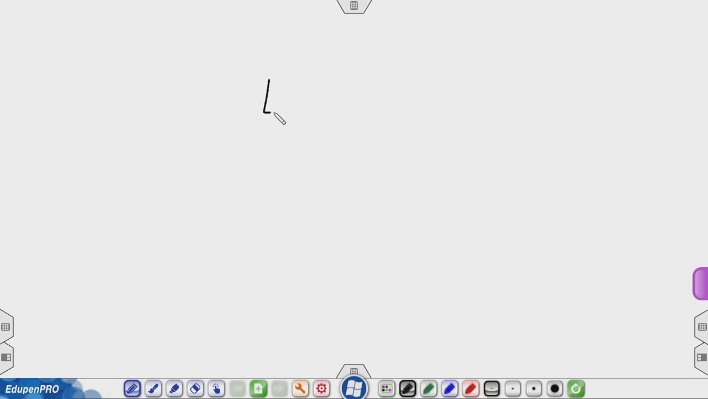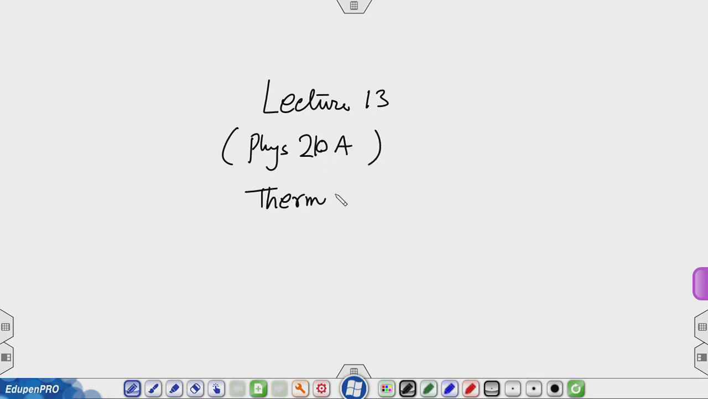This is lecture 13 of Physics 210A, thermal physics. And in this lecture, we continue with our discussion of thermodynamic potentials. And we're going to introduce Gibbs free energy in this lecture.